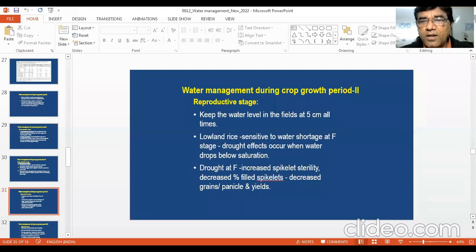Drought effects occur when water drops below saturation. Means your soil should be above field capacity. There should not be any shortage. If there is slight shortage of water at this stage, then the spikelet sterility can happen and crop will be affected most. So drought at flowering will result in increased spikelet sterility and decreased percentage of filled grains, and overall you can see decrease in number of grains per unit square area, and finally yields will decrease.